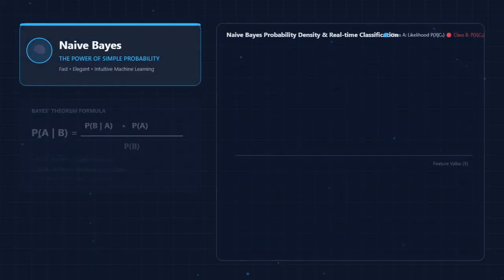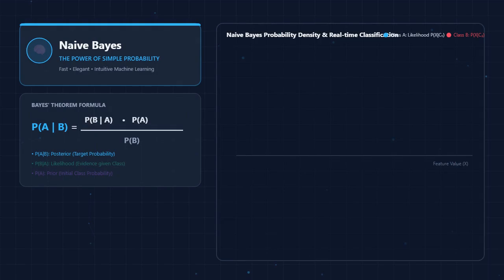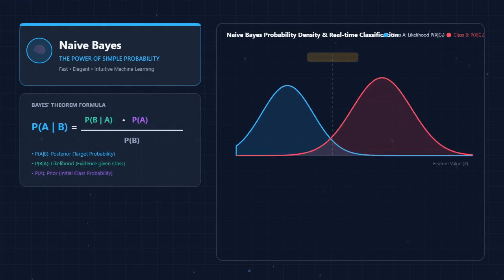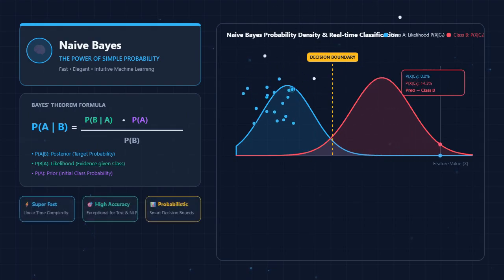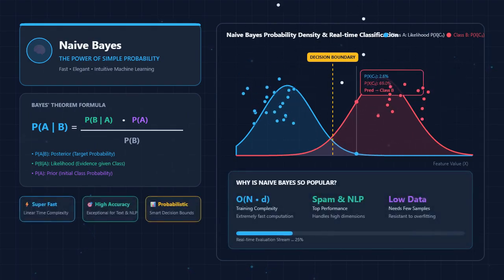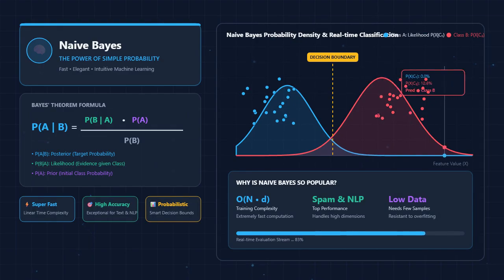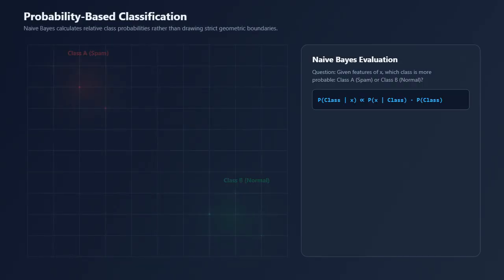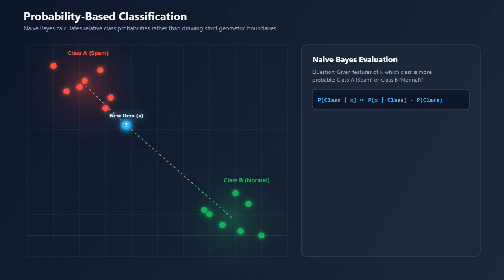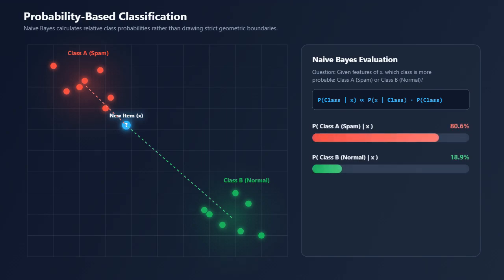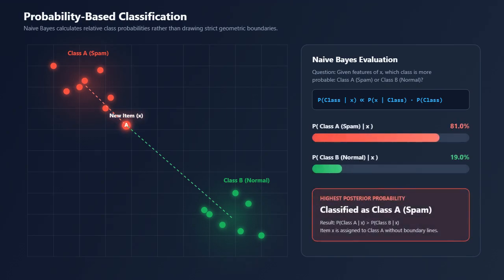Today, we are demystifying naive Bayes, one of the most elegant, fast, and intuitive algorithms in machine learning. It uses simple probability to make incredibly smart decisions. Instead of drawing complex boundaries, naive Bayes asks a simple question: given what we know, what is the probability that this item belongs to class A versus class B?